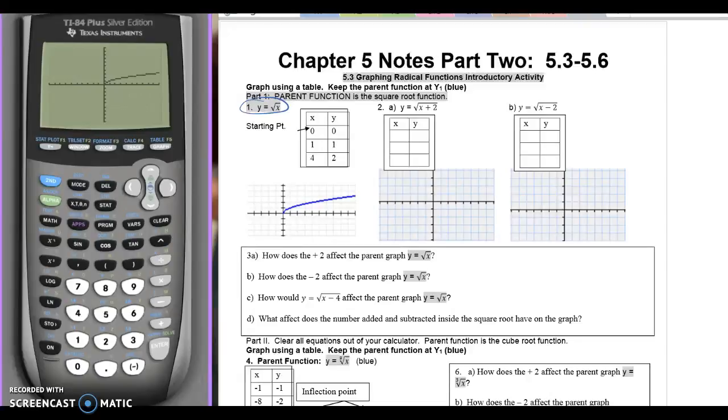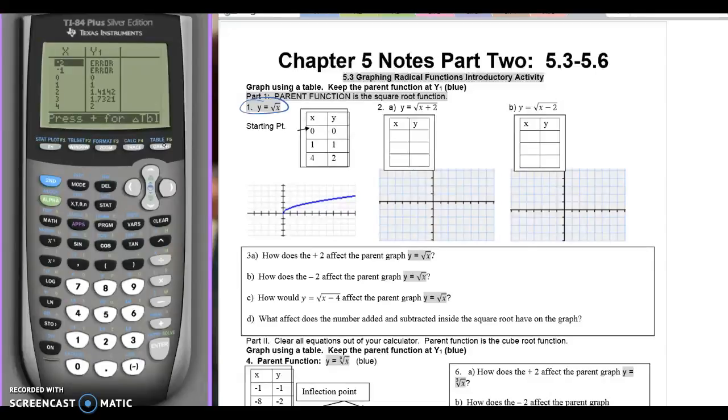Now to see the table of values, you push second graph. That'll take you into the table. Notice -2, it says error. -1, it says error. Basically, any negative numbers, it says error. Think about that. Can you take the square root of a negative number? No. So this graph doesn't start until the point 0, 0.